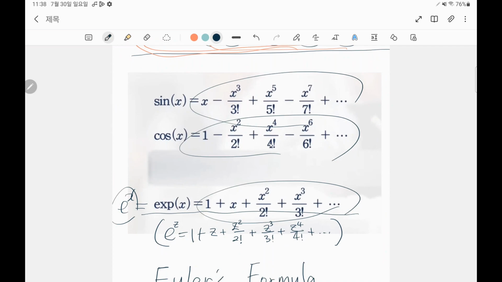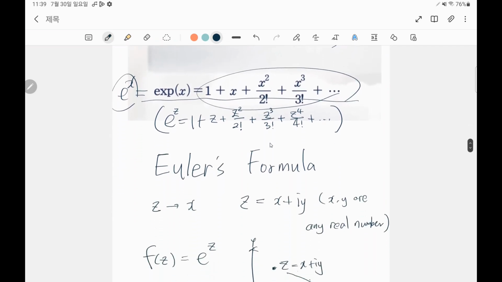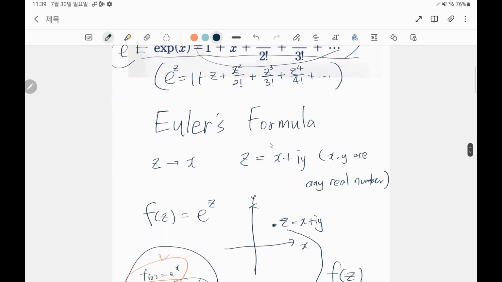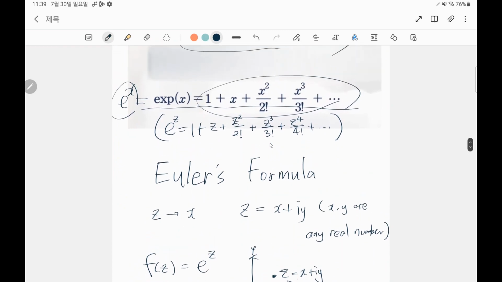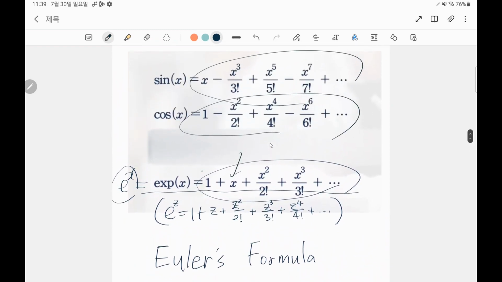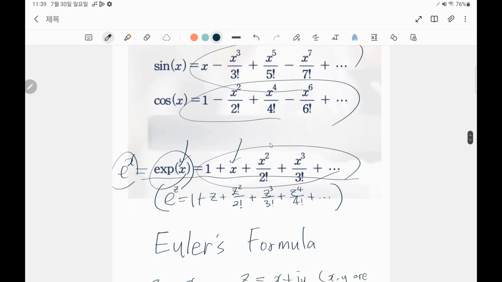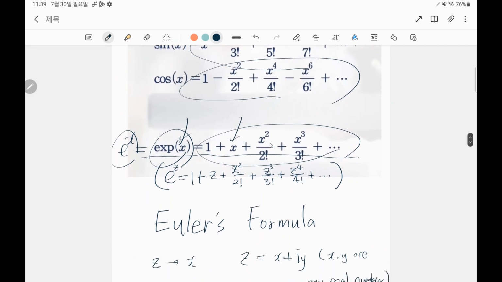So now we learned the Taylor expansion of nasty functions like e to the x. Now we're ready to derive Euler's formula. Euler's formula uses the Taylor expansion, but instead of plugging in x as a real number in the real function e to the x, we're going to put in z, which is a complex variable. That's all there is to it.